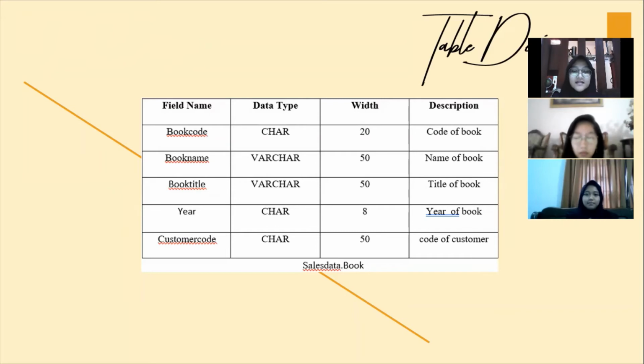The next is sales data book. First, field name book code, data type char with 20, description code of book. Second, field name book name, data type varchar with 50, description name of book. Third, field name book title, data type varchar with 50, description title of book. Fourth, field name year, data type char with 8, description year of book. Fifth, field name customer code, data type char with 50, description code of customer.